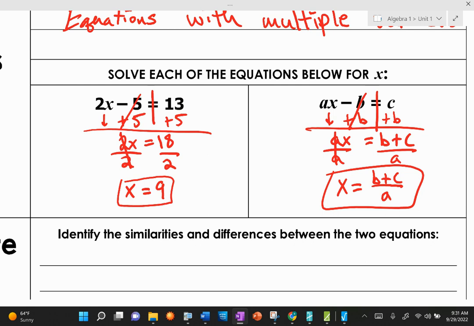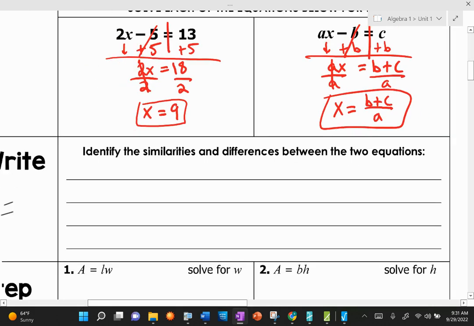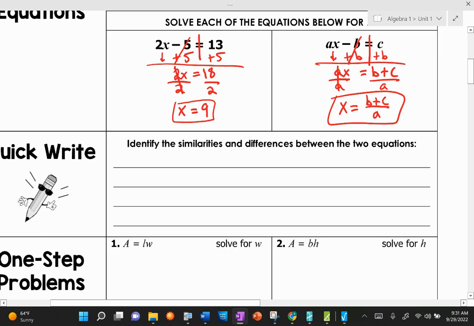Okay, any questions? Okay, so let's keep going. Identify the similarities and differences between the two equations. I would like for you, with someone you're sitting close to and that you might work with today, to come up with at least one similarity and one difference between the two equations that you see. I'll give you about a minute. Ready, set, go.